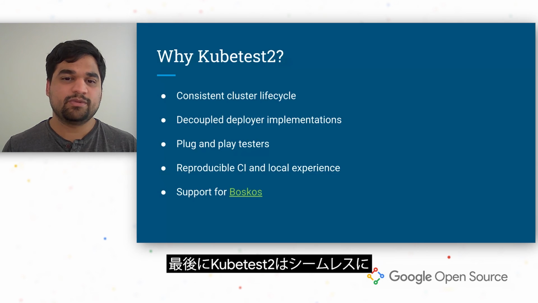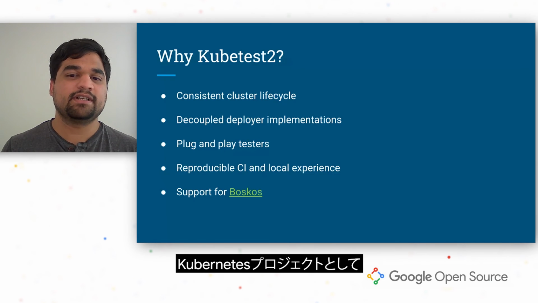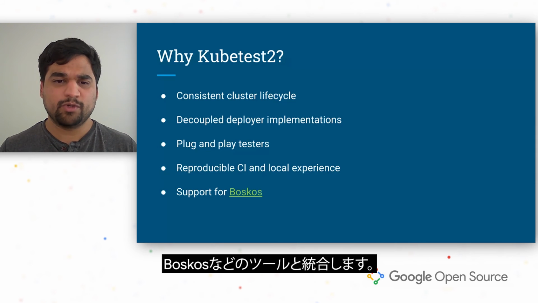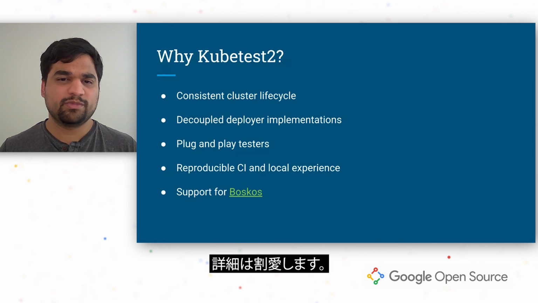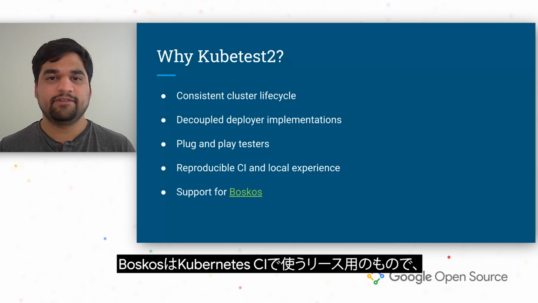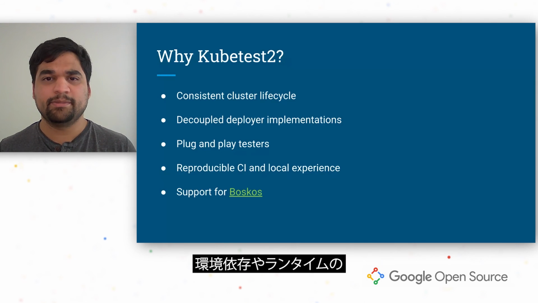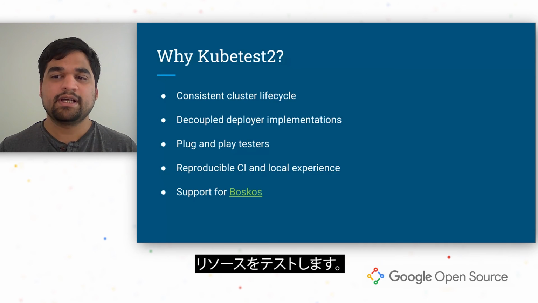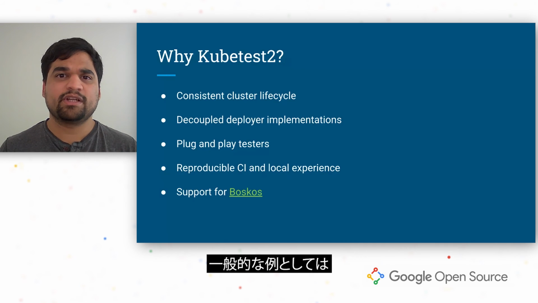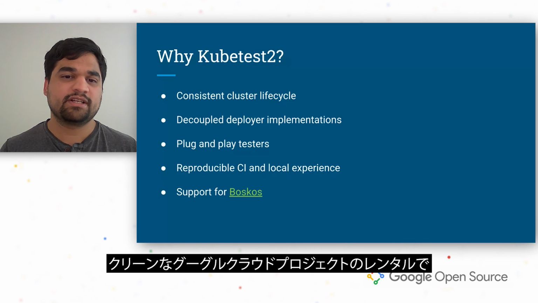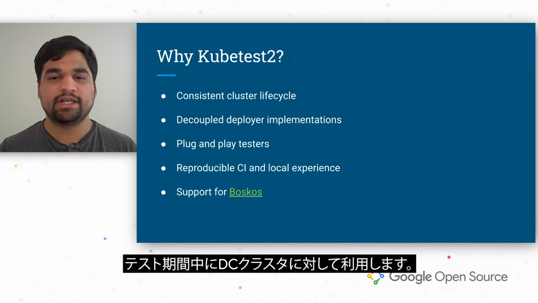Lastly, Kubetest2 also integrates seamlessly with other tools that we use as part of the Kubernetes project, one of them being Boskos. Without going into too much detail, Boskos is a tool that we use in Kubernetes CI for leasing testing related environment dependencies or resources at runtime. The most canonical example being renting a clean Google Cloud Platform project for the duration of the test to run tests against the GCE cluster.